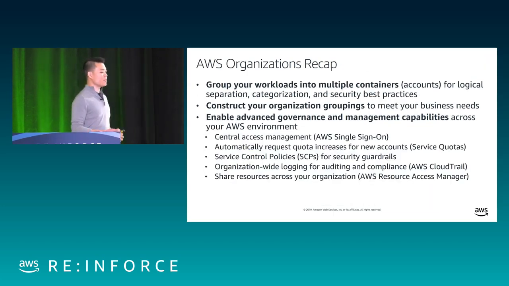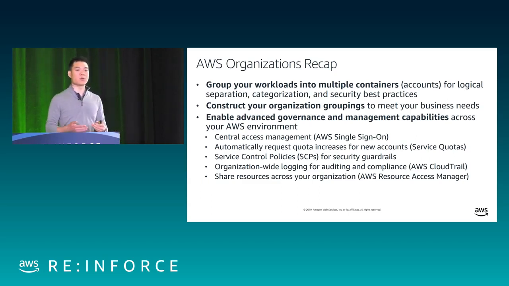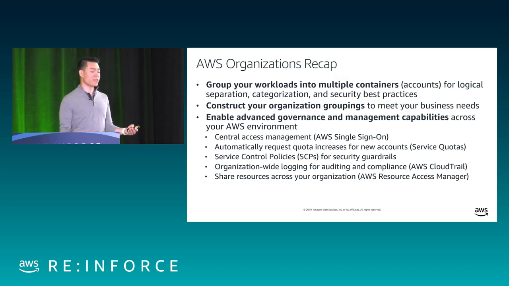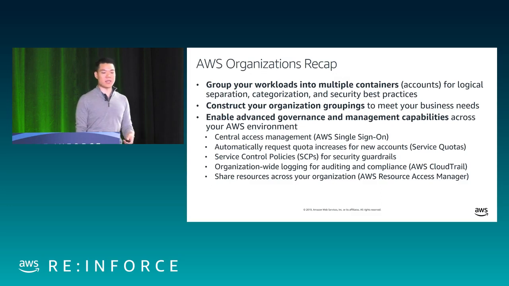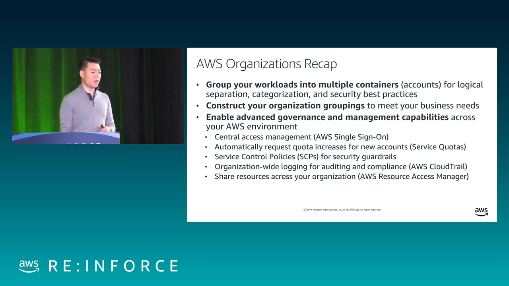And so finally, to recap what we talked about over the last hour, AWS Organizations enables you to group your workloads into multiple containers or accounts so you can have logical separation, categorization, and security best practices. You can construct your organization to meet your business needs and enable advanced management and governance capabilities across your AWS organization, including things like central access management using single sign-on, requesting quota increases for new accounts using service quotas, defining security guardrails using service control policies, setting up organization-wide logging using CloudTrail, or sharing resources across your organization using AWS Resource Access Manager.